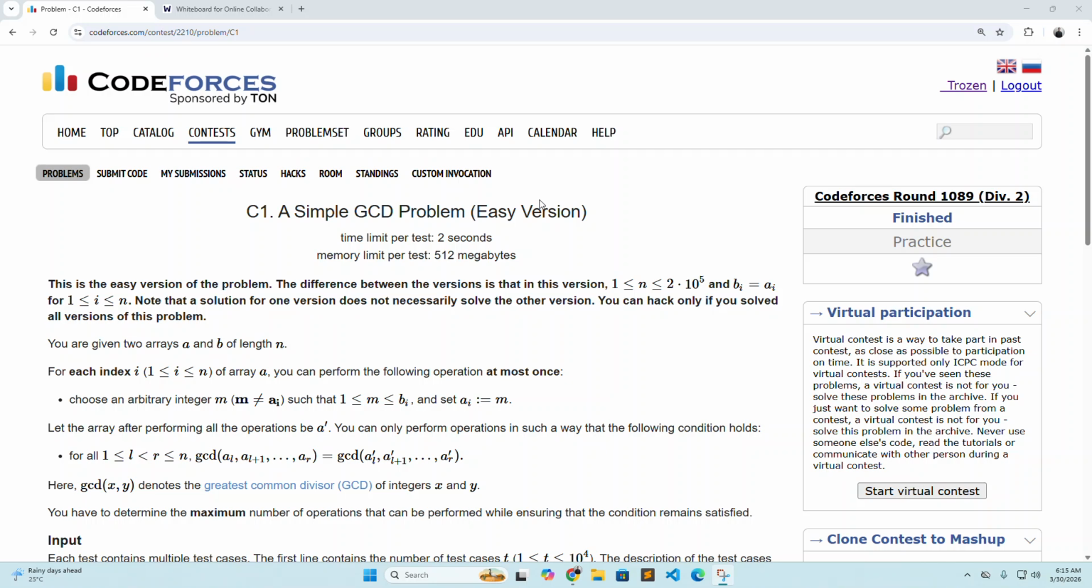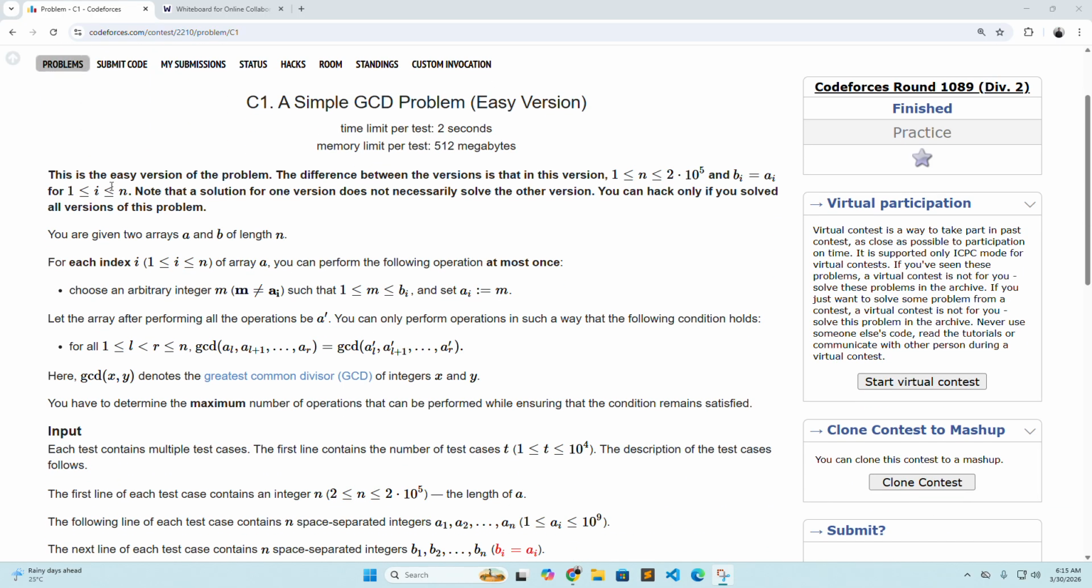Today we are going to solve a simple GCD problem. It arrived in Codeforces Round 1089 Division 2. The problem states that you are given two arrays A and B of length n. For each index of array A, you can perform the following operation at most once.